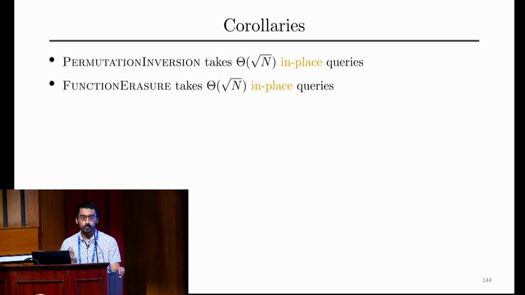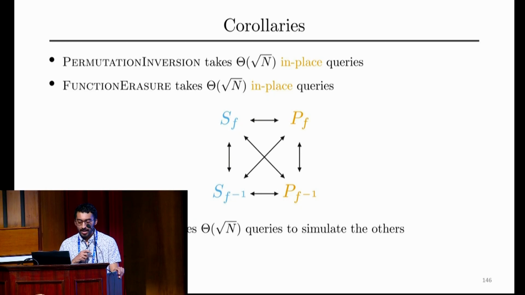And in fact, we can use our algorithm to also simulate XOR queries. And we get an interesting summary of the relationship between these four oracles. So that's an XOR oracle to f, an in-place oracle to f, an XOR oracle to f inverse, and an in-place oracle to f inverse. Using a combination of lower bounds, our algorithm, and Grover's search, we find that any one of these queries can simulate any one of the others using theta root n queries.